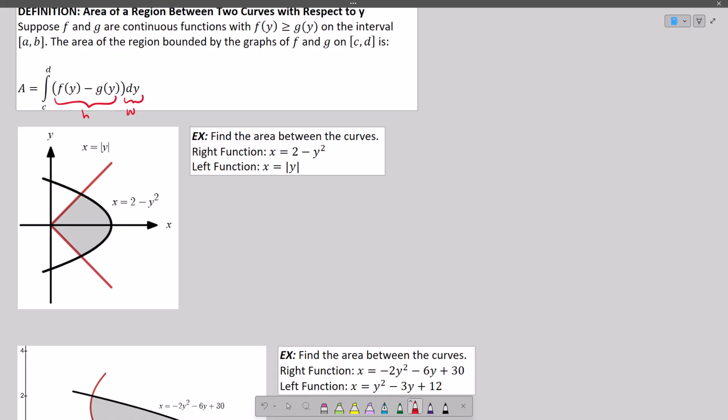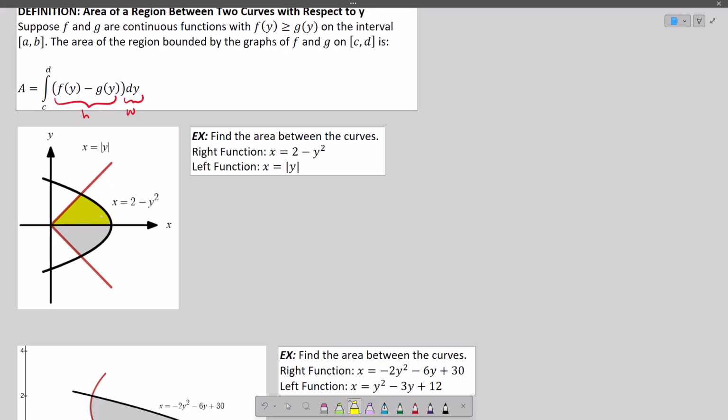Let's take a look at this first example. Both of these functions are functions of y. A function of y passes the horizontal line test, in contrast to a function of x, which passes the vertical line test. We have a lot of symmetry here. Both these functions are symmetric about the x-axis. So this region is a region with symmetry. We could find the area of this upper portion and then just double it to get the total area.